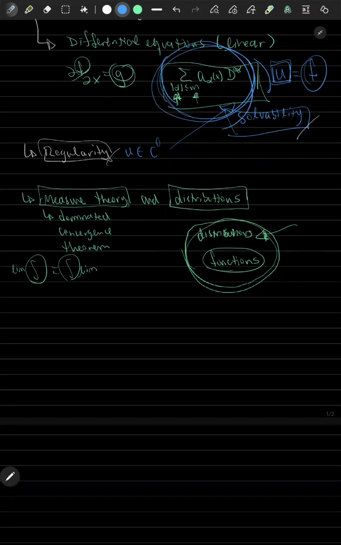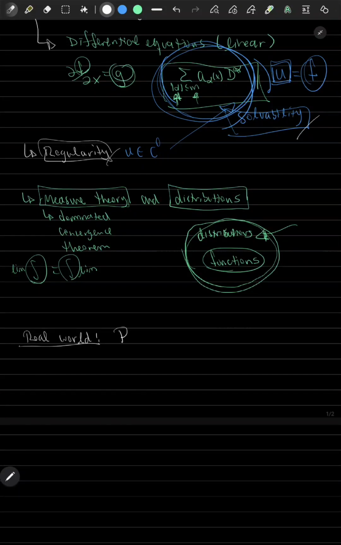You can always take an operator that looks like that and apply it on a distribution U, and that will always make sense. So it's a very nice space to search for solutions. The problem is that in the real world, people might want smooth solutions.